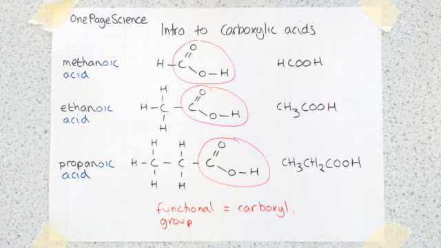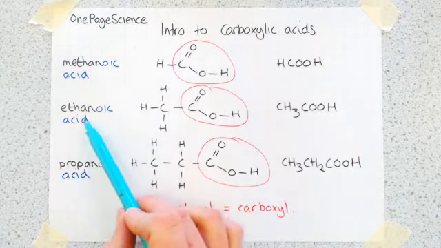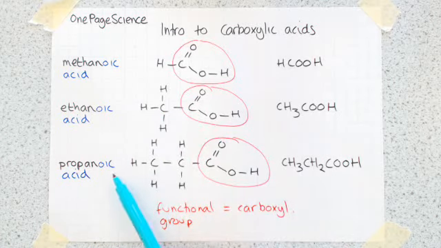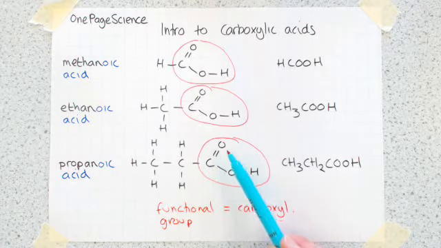Okay, so introduction to carboxylic acids. Methanoic acid, 1 carbon, ethanoic acid, 2 carbons, propanoic acid, 3 carbons, and they've all got this same functional group, carbon, double bond to oxygen, single bond to another oxygen, single bond to a hydrogen.